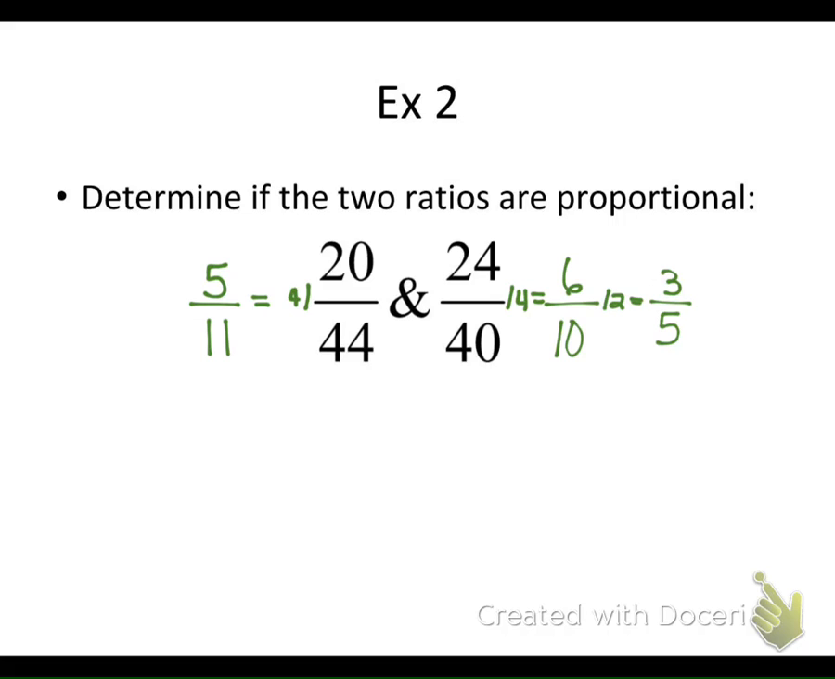Are those the same numbers? No. So are those ratios proportional? Are they equal? No. Okay, so that's probably how I would have done it if I was doing my homework assignment sheet. I would have cross multiplied like Isaiah said. So Isaiah, when you cross multiply 20 times 40, what did you get? Okay, and then when you cross multiply 44 times 24, what did you get?